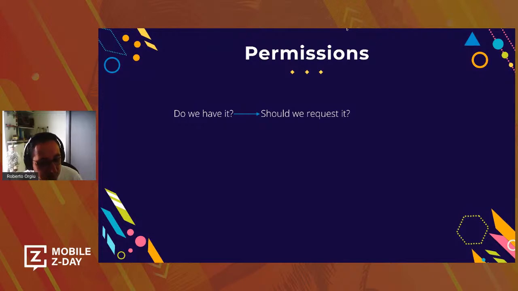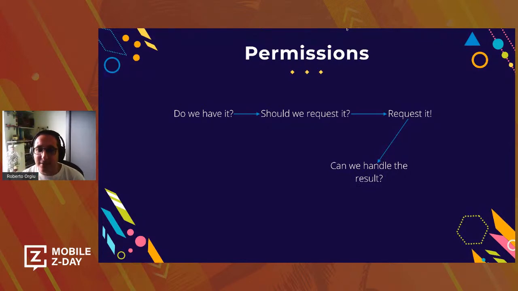Okay, so we checked if we have the permission and if we should request it, and now we have to make the request. After a while, this request will come back and we should check if we can handle the result. Why is that? Because with the Android API, we will get the result and we will check if it is the right one for us. And only then we will do what we need to do.